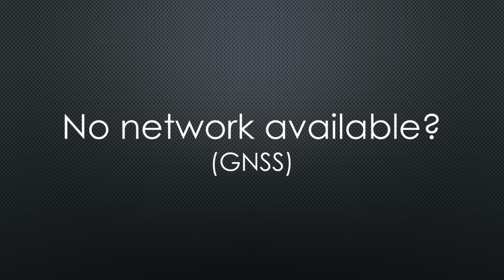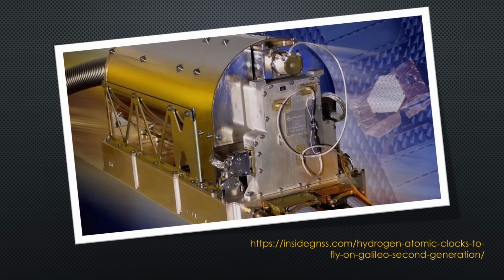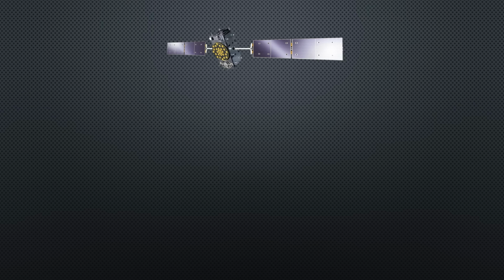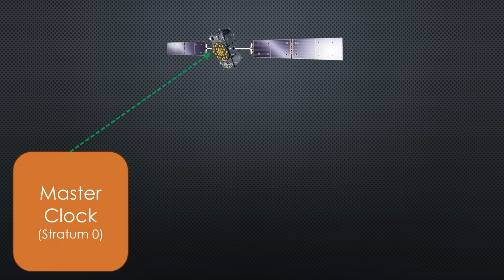What if there is no network? That's where GNSS, the Global Navigation Satellite System, comes in. All GNSS satellites are equipped with onboard atomic clocks, constantly synchronized by Stratum 0 references on Earth. They broadcast precise time to determine precise position. Which means any GNSS receiver, even a cheap one, receives the exact same time as those atomic clocks. No cables, no network, just air.